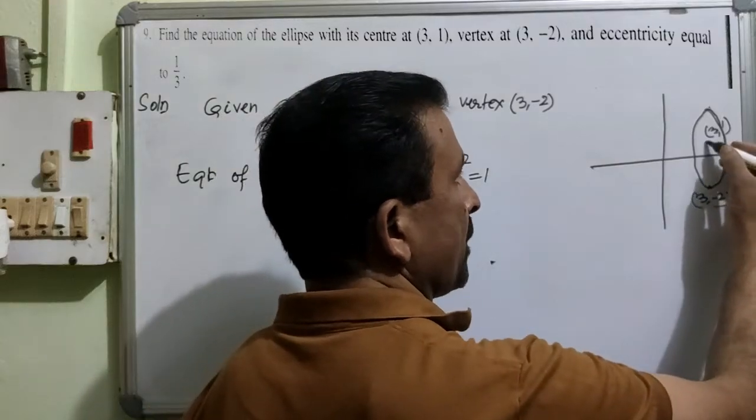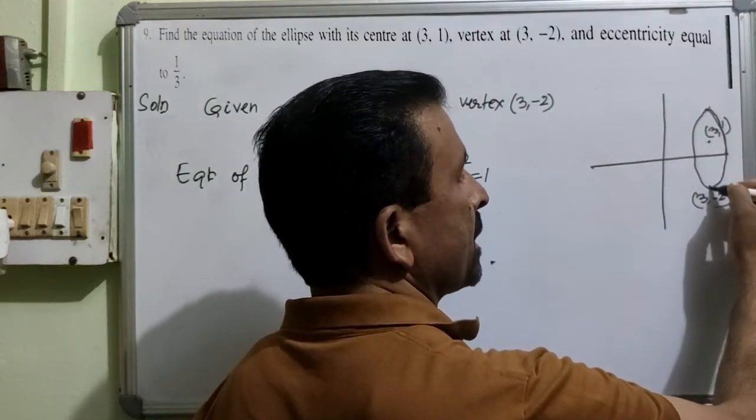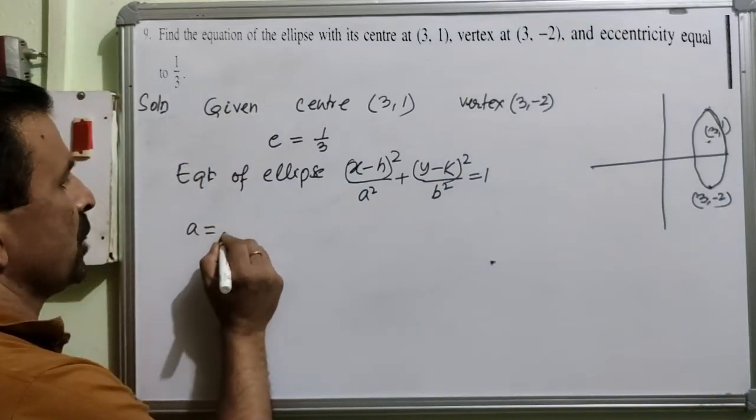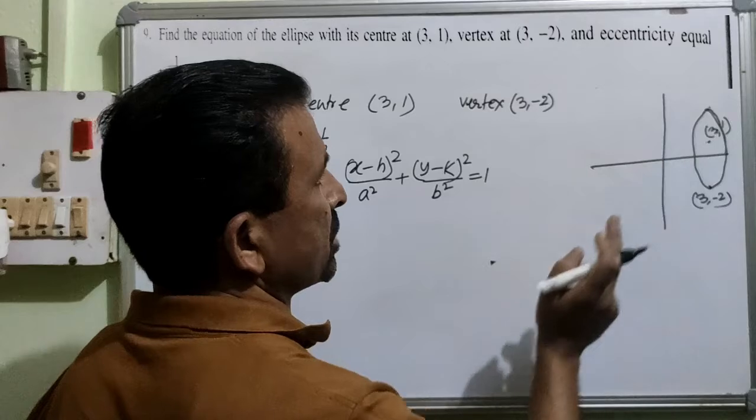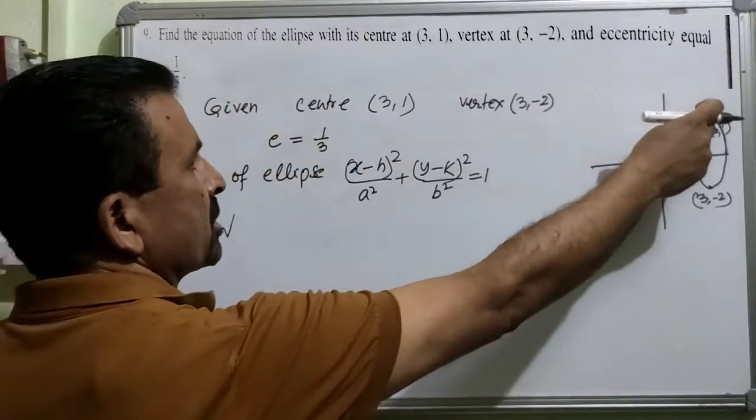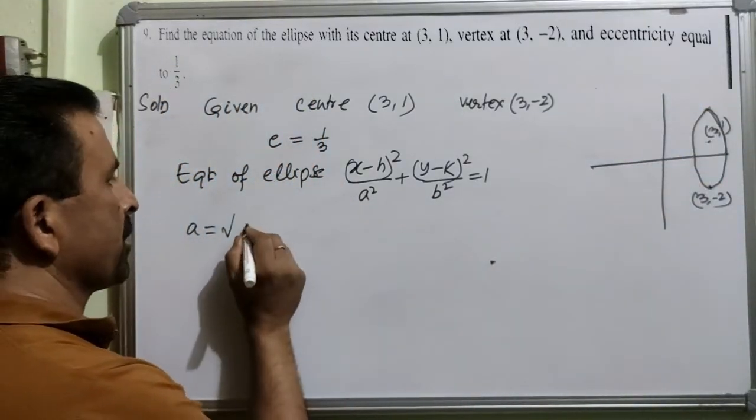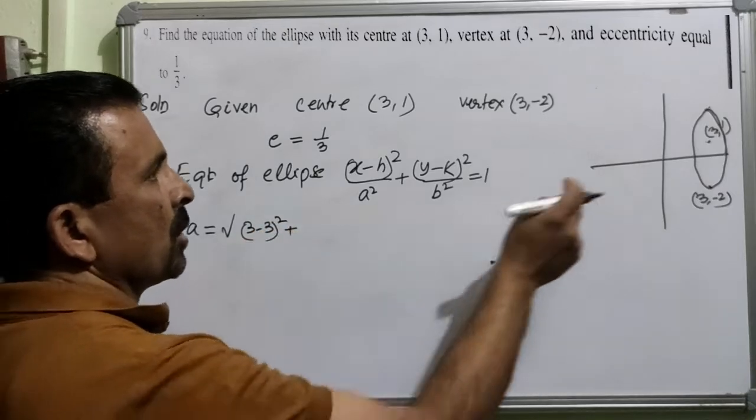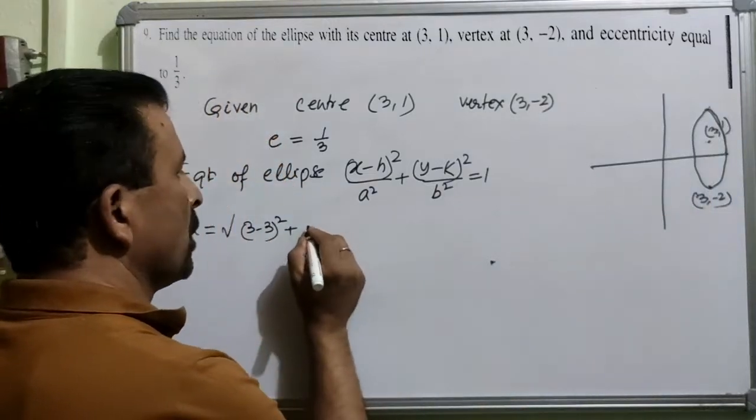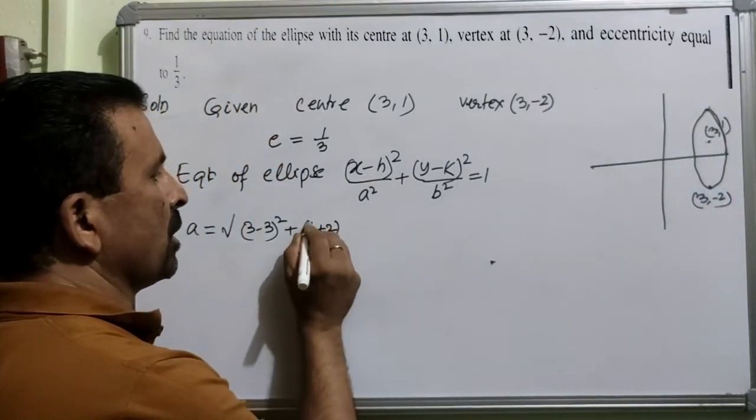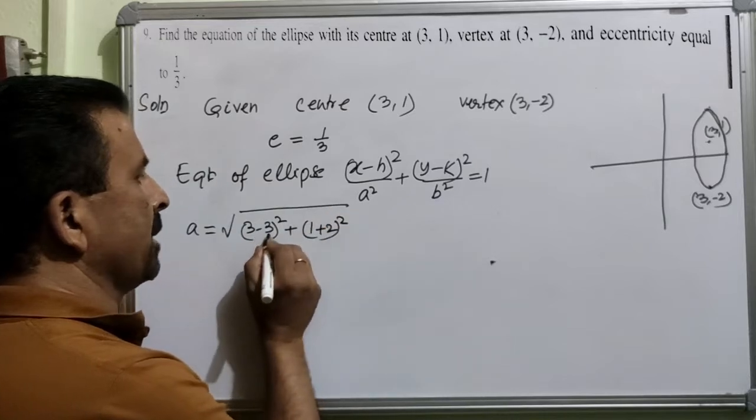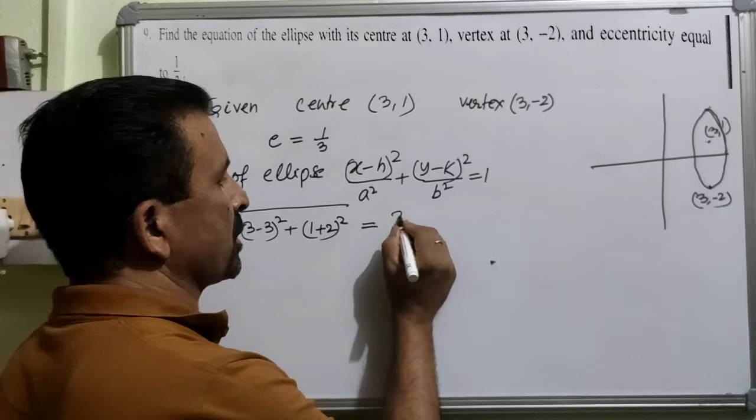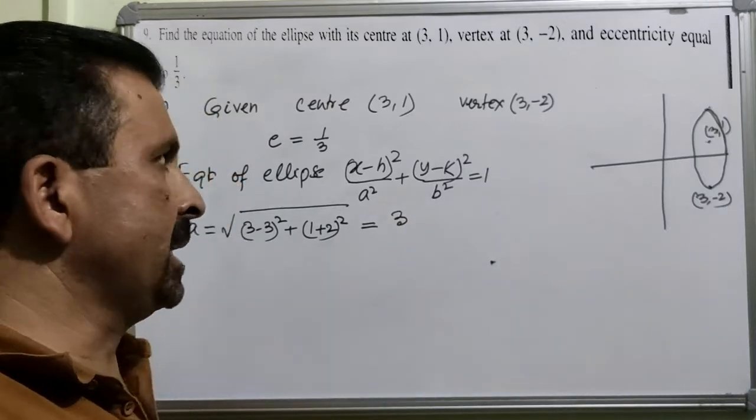So we can use the distance formula and find out the value of a. Is it okay? So our a will be equal to root over (3 minus 3) whole square, that is (x2 minus x1) whole square, plus (y2 minus y1), that is 1 minus minus 2, whole square, right? This will become 0, and this is 3 square, and the square and square root will cancel. So the value of your a is equal to 3. Now see, here we got the value of a.